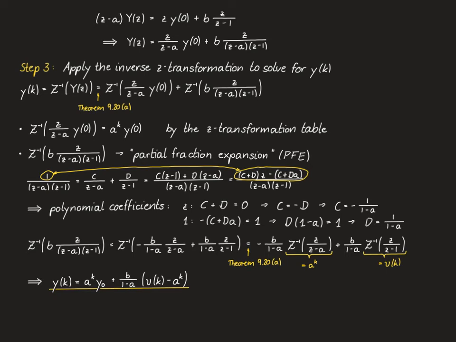So the complete solution for y of k is obtained by combining the single term that results from the inverse Z transformation of this expression, which was calculated as a to the k times y naught, and the two terms resulting from the inverse Z transformation of the second term, namely these two terms, which can be combined to b over 1 minus a times, in brackets, 1 minus a to the power k.